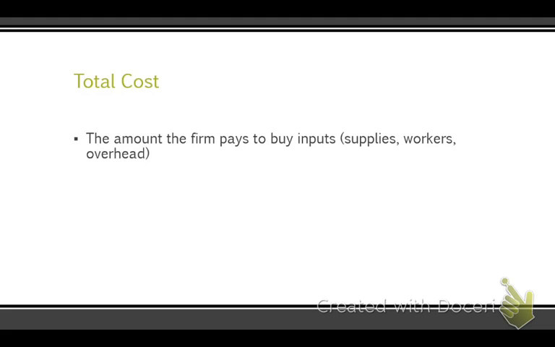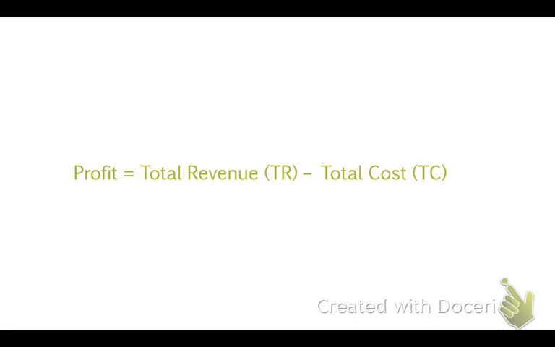Everybody have that? All right, so then profit equals total revenue minus total cost. So your profit takes out the costs. Typically, total revenue is abbreviated TR and total cost TC.